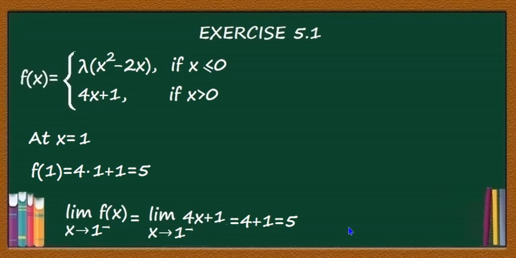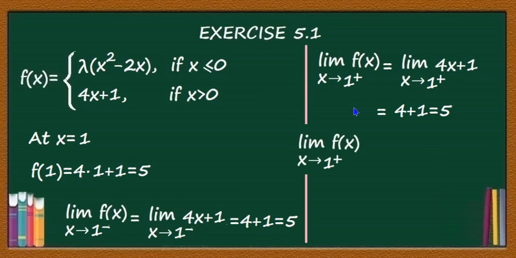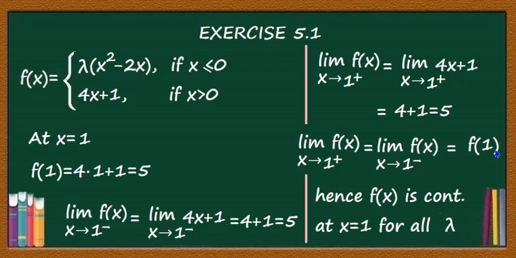That's equal to limit x tending to 1 minus of 4x plus 1, and that's equal to 4 plus 1 is equal to 5, and limit x tending to 1 plus f of x. 1 plus is also greater than 0, and limit x tending to 1 plus f of x equal to limit x tending to 1 plus of 4x plus 1, and that's equal to 4 plus 1, which is also equal to 5. And here left hand limit, right hand limit, and the value of the function are equal. Limit x tending to 1 plus f of x is equal to limit x tending to 1 minus f of x equal to f of 1. Hence f of x is continuous at x equal to 1 for all lambda, where lambda is any real number. Function is a continuous function.